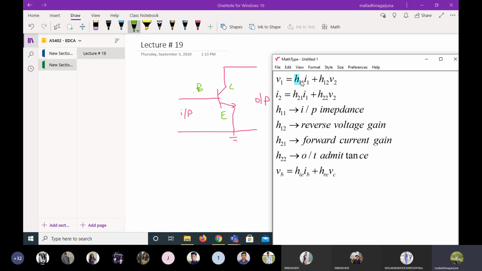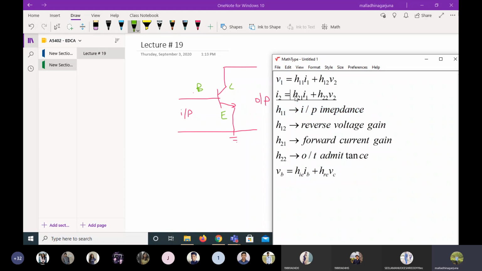Then H11 is equal to input voltage by input current. Suppose H11 is equal to V1 by I1. V1 is input voltage, I1 is input current. Input voltage by input current, what will we get? Input impedance you will get. Hence H11 is represented as the input impedance.